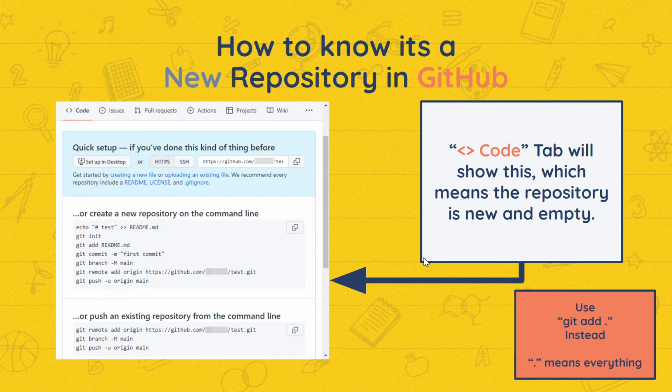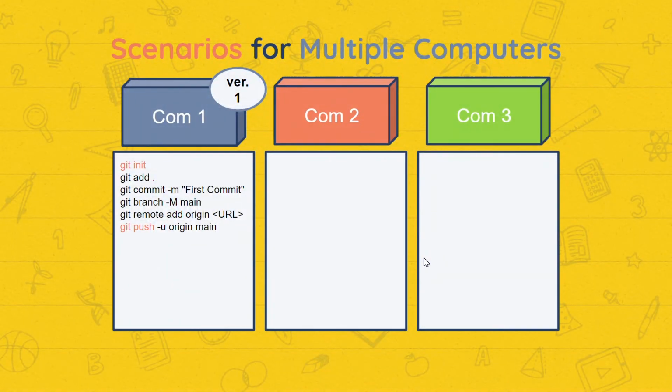So let's take a look at various scenarios for multiple computers. Let's take, for example, I have one computer at work, one computer at home, and a laptop that I work on the go. You can also see these as different people working on different computers. These are the common scenarios.